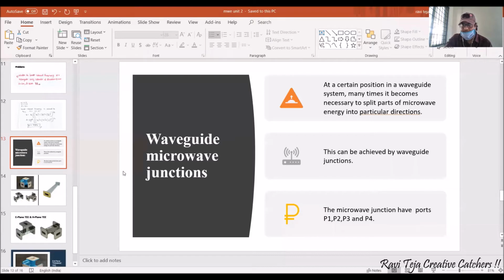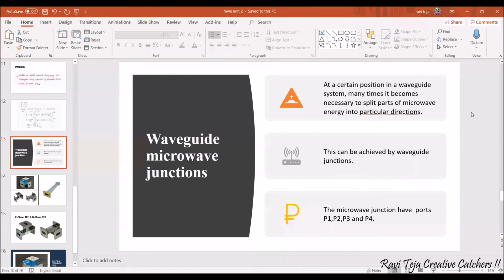At a certain position in a waveguide system, many times it is necessary to split the microwave energy into particular directions. Whenever there is a necessity of splitting microwave energy into several directions, we need to use microwave junctions. How these microwave junctions look, we are going to see in the coming classes. As of now, take the heading as microwave waveguide junctions, and take this first point.